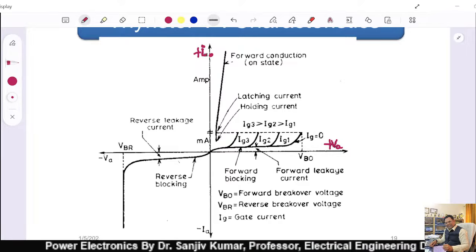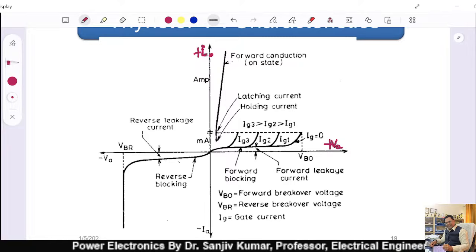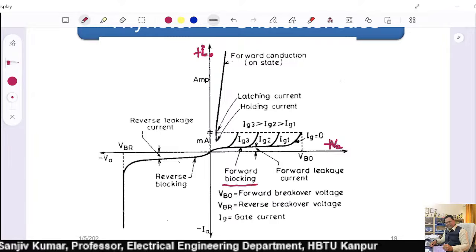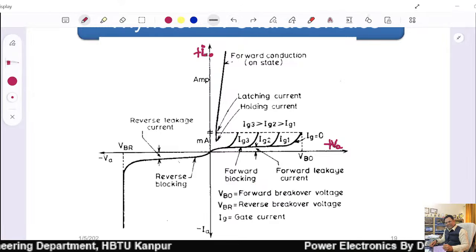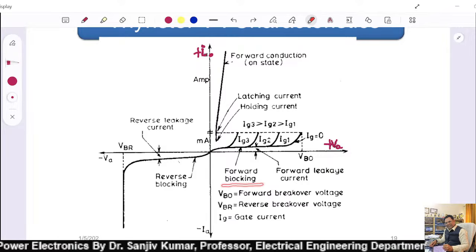So you can see it is the typical VI characteristic of the thyristor. The basic mode of operation, the first one, is this forward blocking stage. I am just underlining this. This is the forward blocking state.